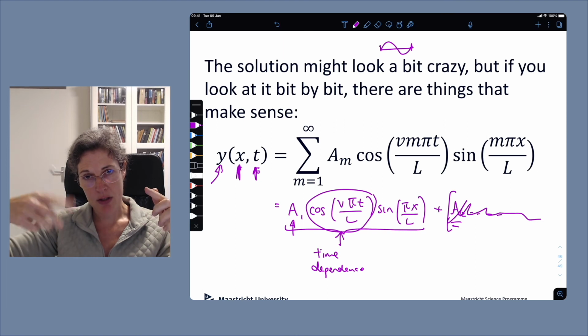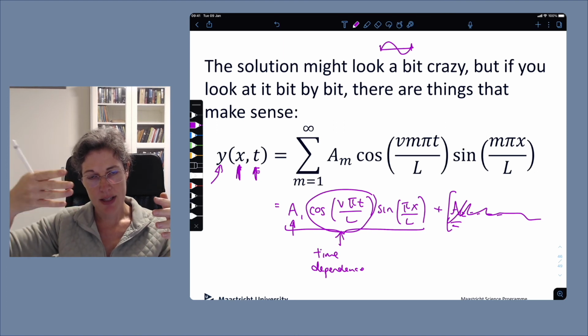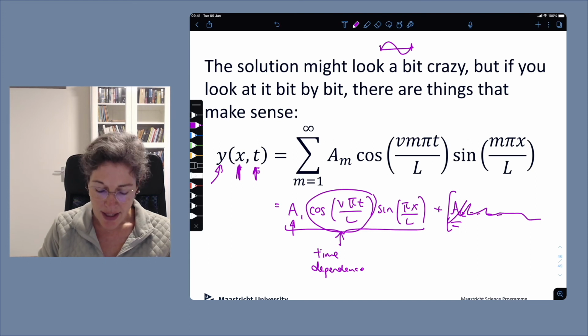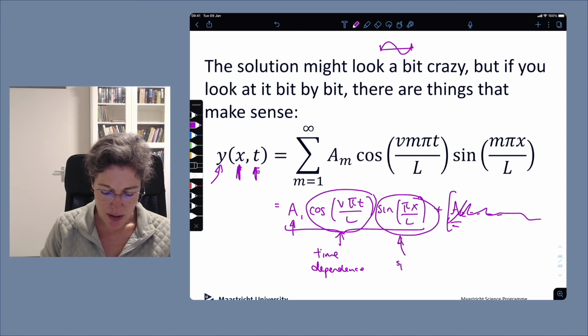And if you think about an oscillating spring, it oscillates sinusoidally. So you would expect that over time you would have some sinusoidal vibration. And similarly, this term over here gives my spatial dependence.